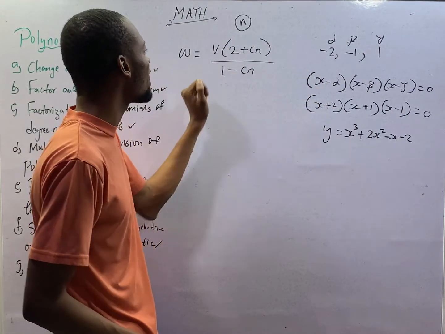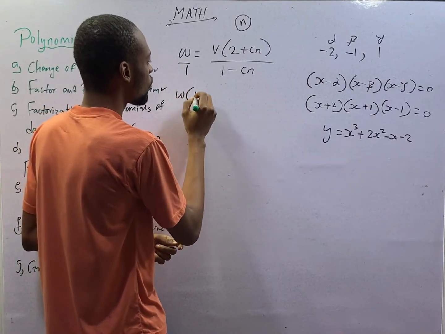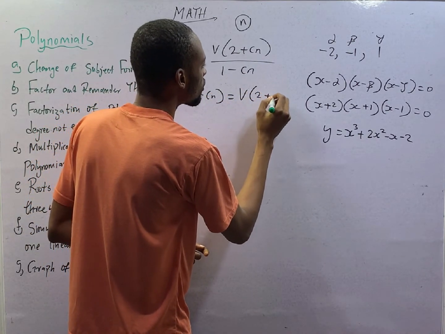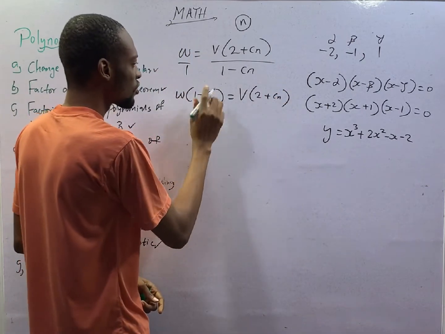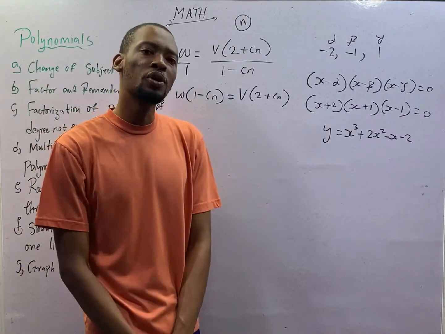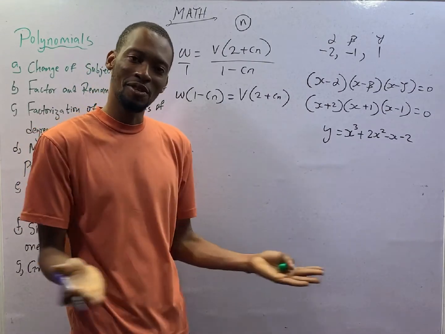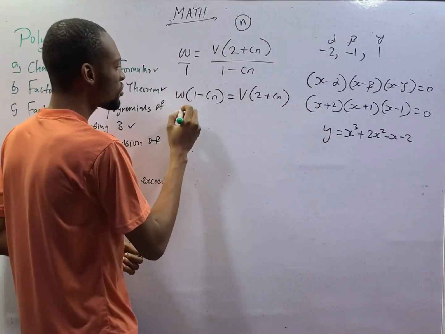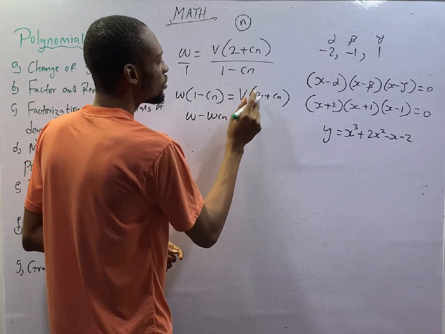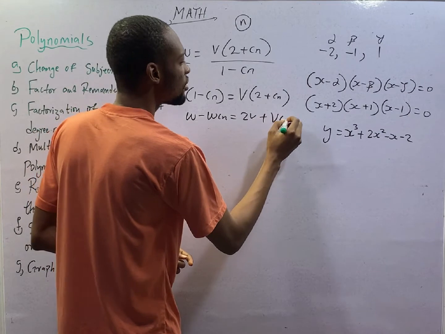And here, we are making a subject. Cross multiplying, W times 1 minus Cn equals V times 2 plus Cn. There is n here, there is n here, which means there is a need to open up the bracket for a possibility of bringing the two n together. W times 1 is W minus W times Cn, that is WCn, equals V times 2, 2V, plus V times Cn, VCn.